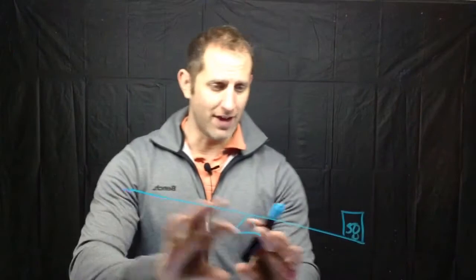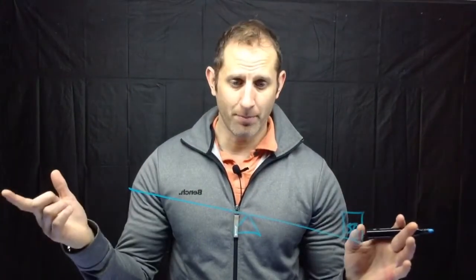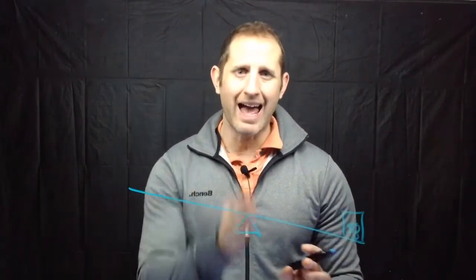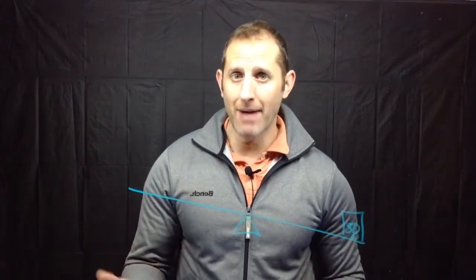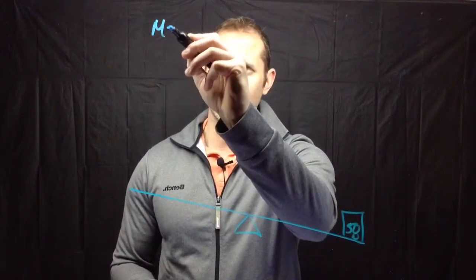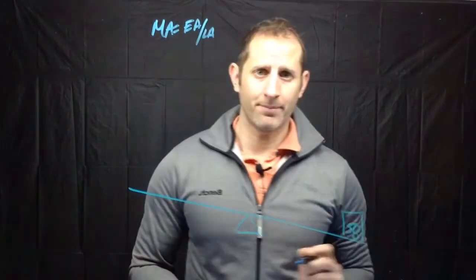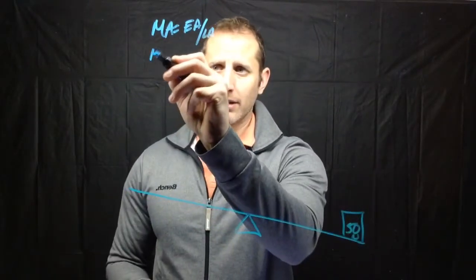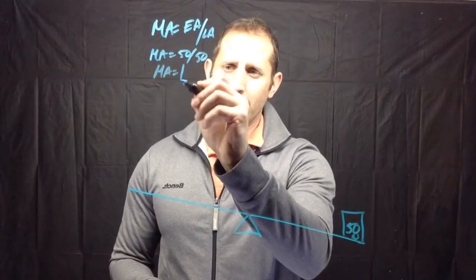So let's pretend that this whole thing, this board, is 100 centimeters. And if you take a look at where our fulcrum is located, it's pretty much right in half. So if we are using the mechanical advantage of effort arm divided by load arm, then our mathematical formula is mechanical advantage equals effort arm divided by load arm. And if this is 100, we know half of 100 is 50, so the mechanical advantage becomes 50 divided by 50, which gives us a mechanical advantage of 1.